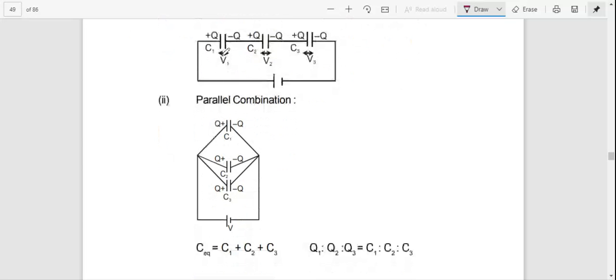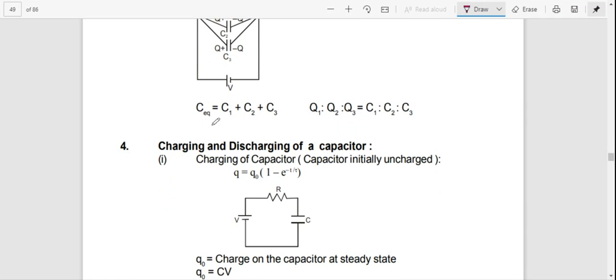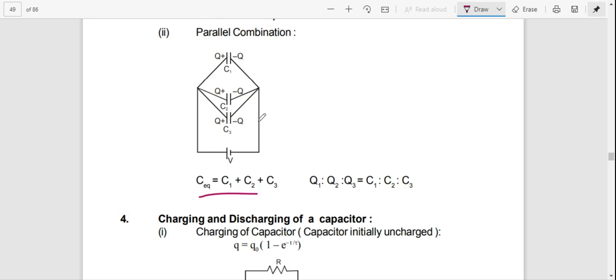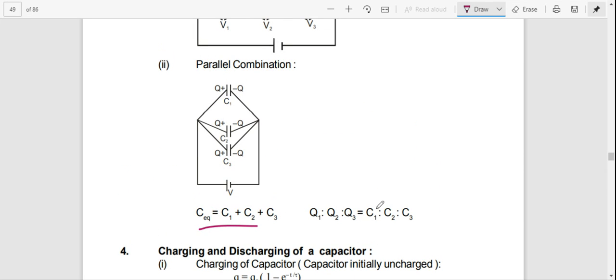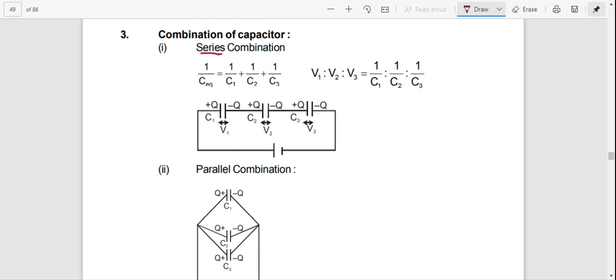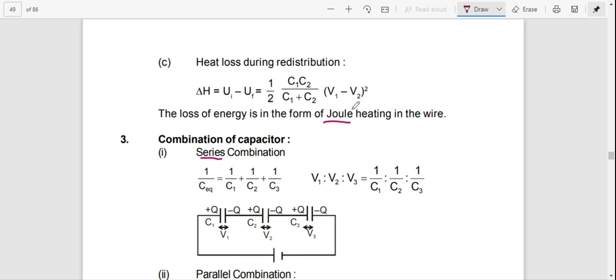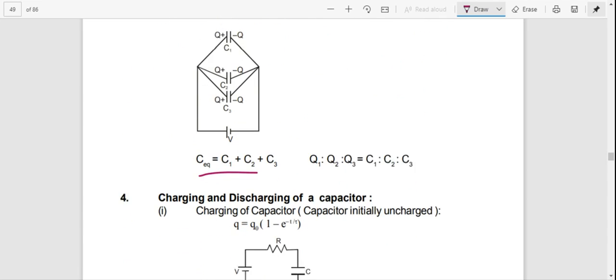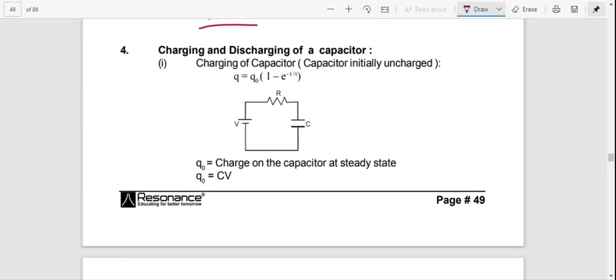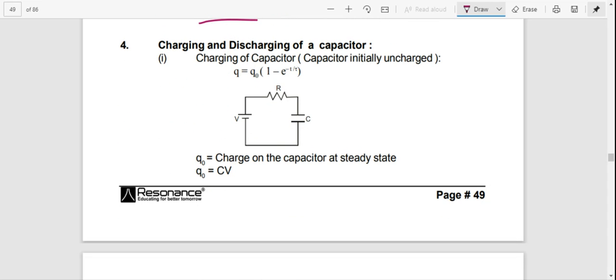And in parallel combination, C equivalent is equal to C1 plus C2 plus C3, and Q1 is to Q2 is to Q3 is equal to C1 is to C2 is to C3. And in the series combination, all charges are the same, and in parallel combination, the potential difference is the same everywhere.